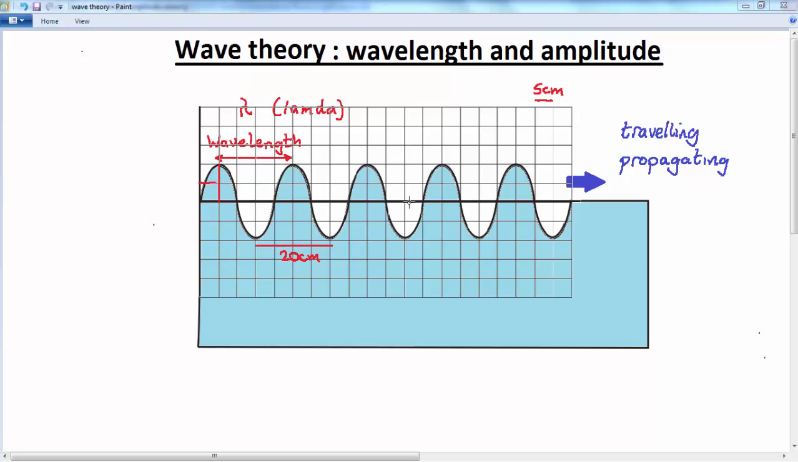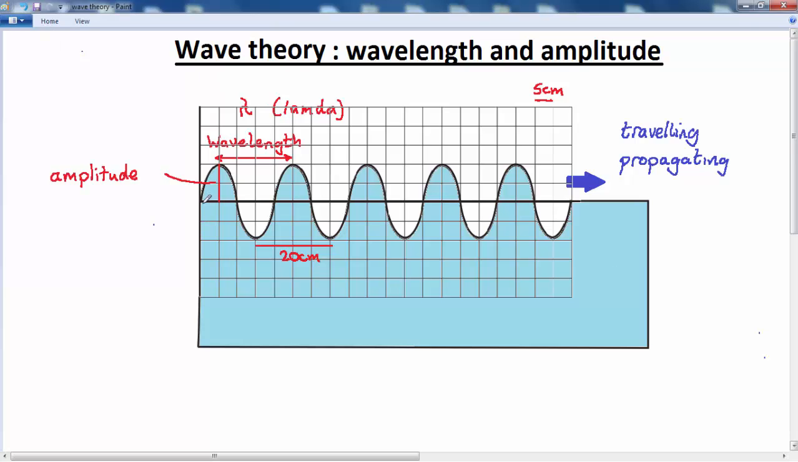So the height of the wave above this axis of propagation is known as the amplitude. Let's just write that. Now a wave is something which transfers energy from one place to another, and the amplitude is really a measure of how much energy the wave carries.